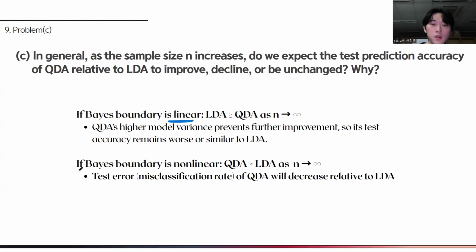If the actual Bayes boundary is non-linear, QDA's performance improves as the sample size increases. LDA cannot approximate the non-linear boundary well, so its bias will remain. So LDA's performance will decrease relative to QDA.